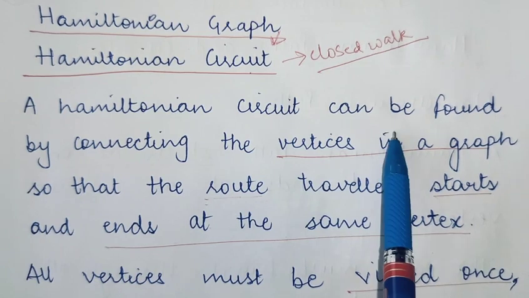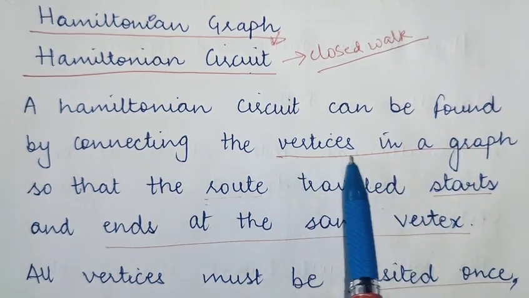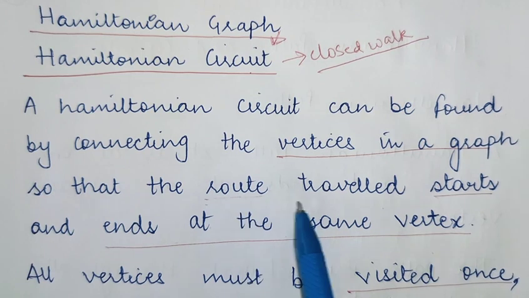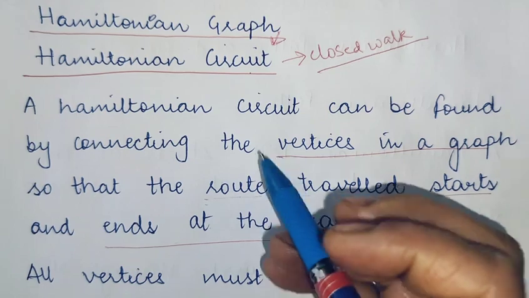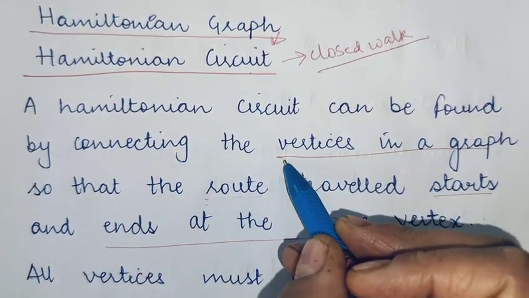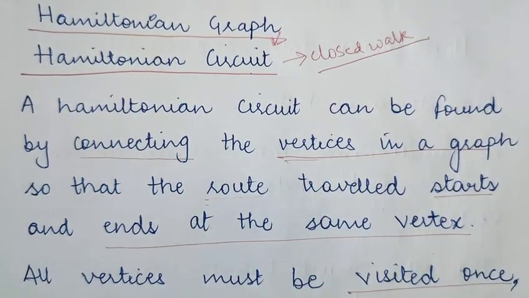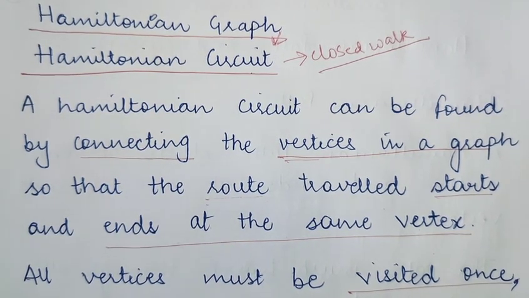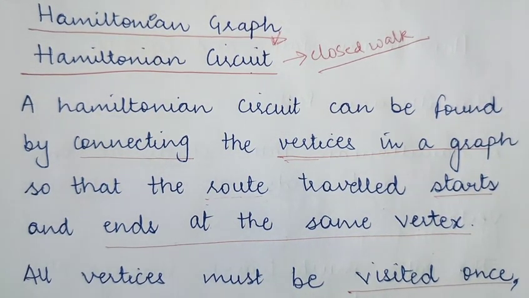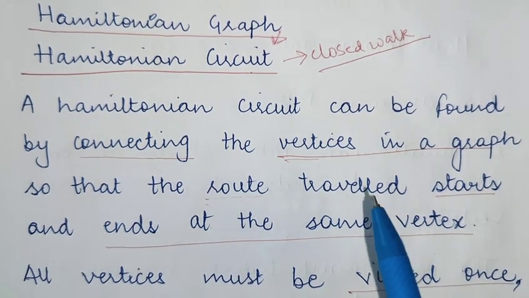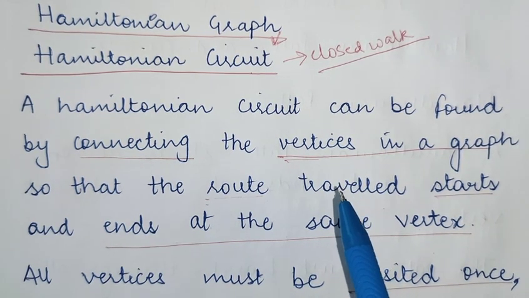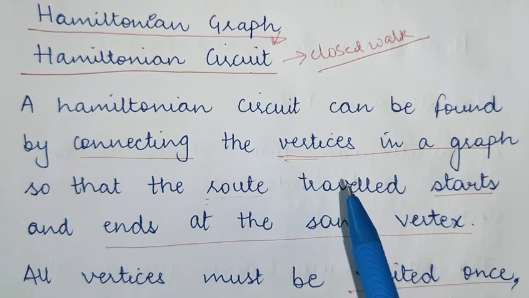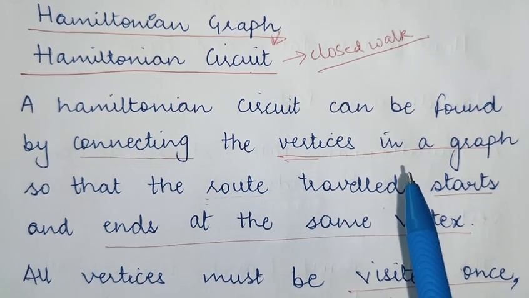So, a Hamiltonian circuit can be found by connecting the vertices in a graph so that the route traveled starts and ends at the same vertex. So, when I say you traverse the vertices of a connected graph, first of all the graph should be connected so that, starting from a particular vertex, you can reach any other vertex. So a graph should be connected for sure. Then it should be connected in such a manner that when we find a walk in the graph, the walk should have the starting vertex and the ending vertex as the same vertex.